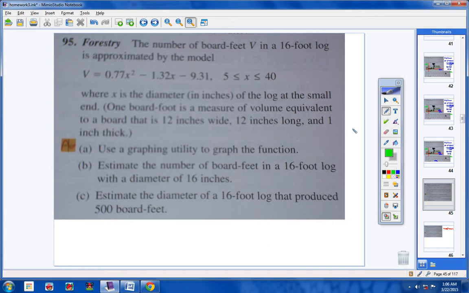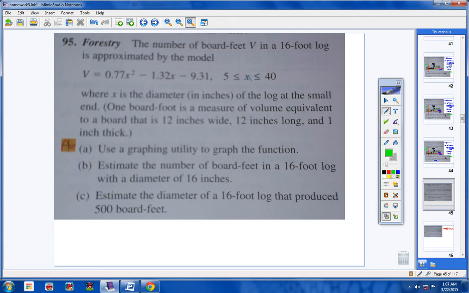Now, listen carefully. I noticed I want my x-axis to go from 5 to 40, so right away I'm going to go to my window. So push your window button, go to x, and I'm going to make my x minimum 4 and my x maximum 45. Actually, I'm going to go from 0 to 45. So I'm going to go 0 for my minimum and 45 for my max. Here's why I'm doing that, guys. I'm trying to get a really big picture of the graph.